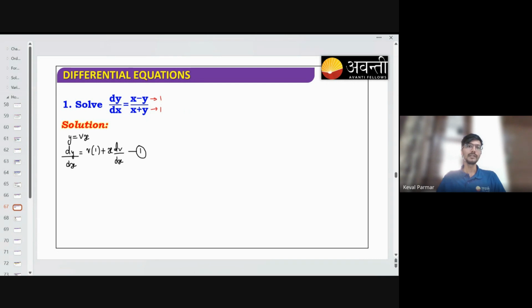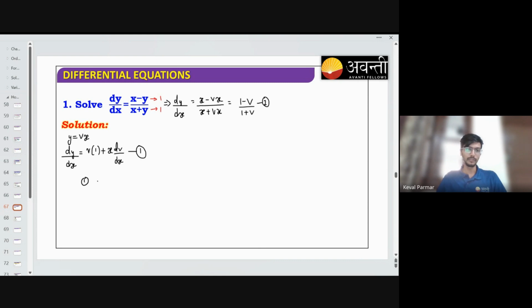Now, what will my question become? My question will become dy over dx after substitution is equal to x minus vx upon x plus vx. We can take x common from numerator and denominator and it will get cancelled. So I'll get 1 minus v upon 1 plus v. Let's mark this as equation 2.